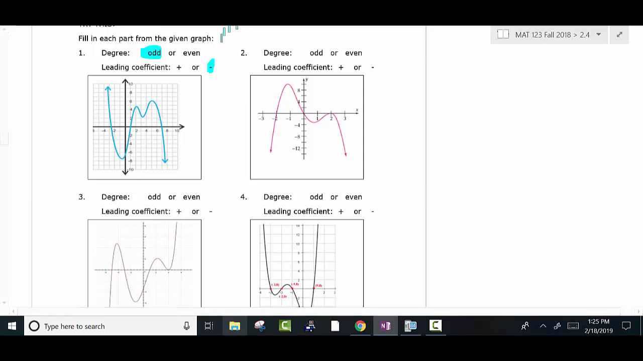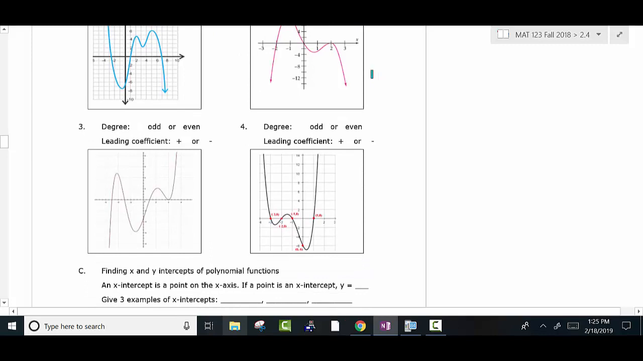Problem 2. Is that odd or even? Even. Is the number in front of the highest power negative or positive? Negative. There you go. How about the next one? Odd or even? Odd. Leading coefficient? Positive. Next one? Even. Leading coefficient? Positive.